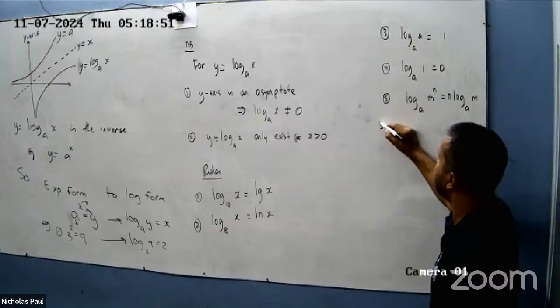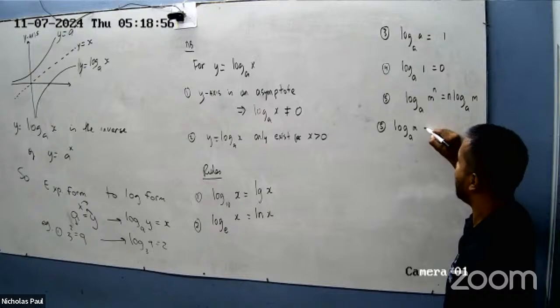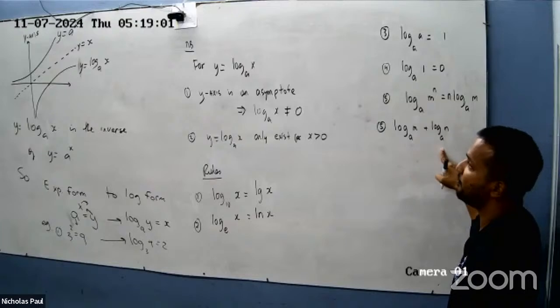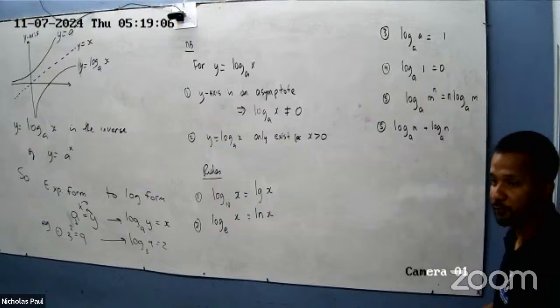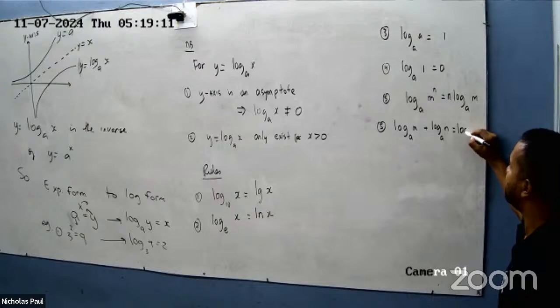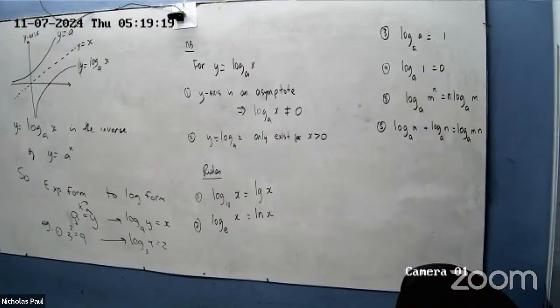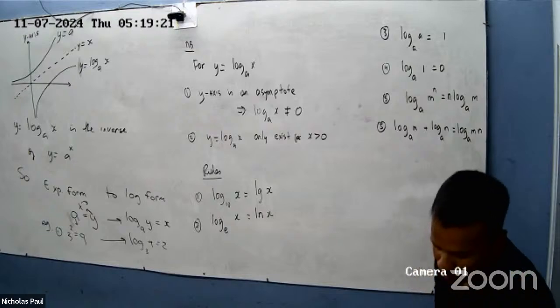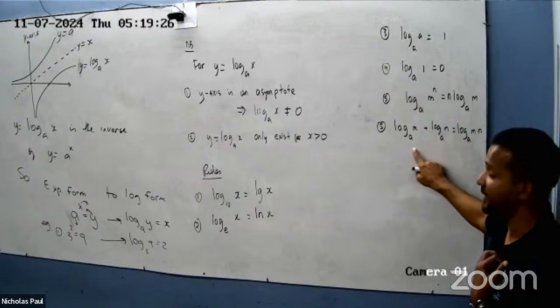Right, next rule, number 5. Suppose I gave you log to the base a of m, and I have an addition sign in the middle. To simplify log to the base a of m plus log to the base a of n, what do you do? Multiply. Plus implies that we simplify with multiplication. What you will recognize is that they must be the same base.